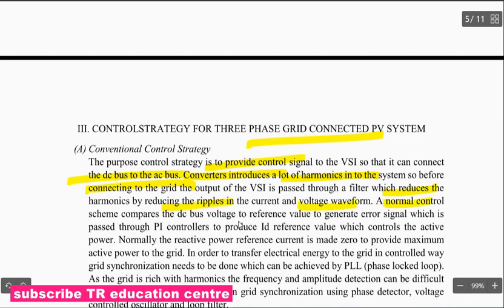The normal control scheme compares the DC voltage with the reference value to generate the error signal, which is passed through the PI controller to produce the Id reference value, which controls the active power. Normally, the reactive power reference current is made zero to provide the maximum active power to the grid. In order to transfer electrical energy to the grid, controlled grid synchronization needs to be done, which can be achieved by PLL, phase locked loop. As the grid is rich with harmonics and frequency variation, amplitude detection can be a difficult job.